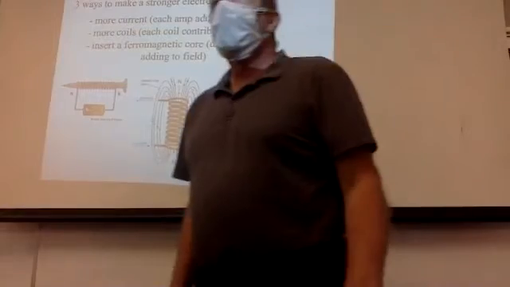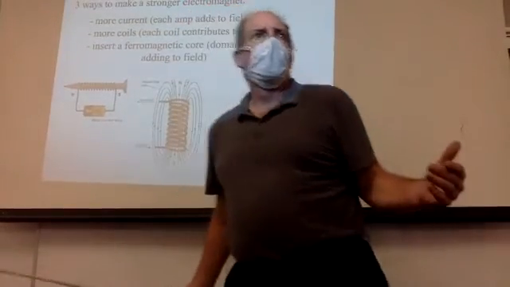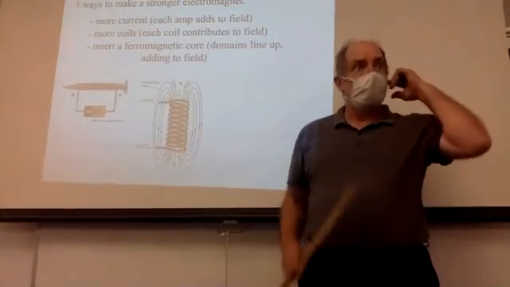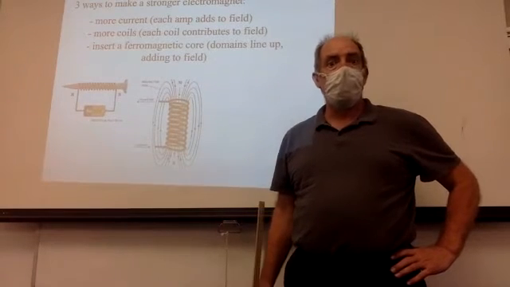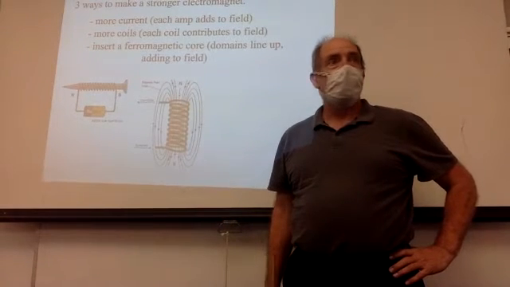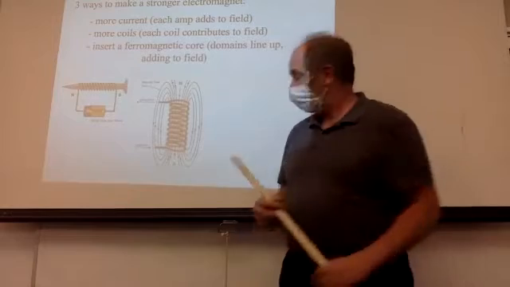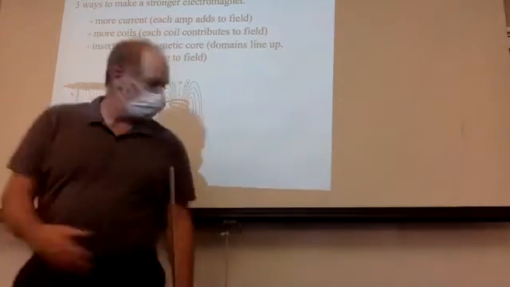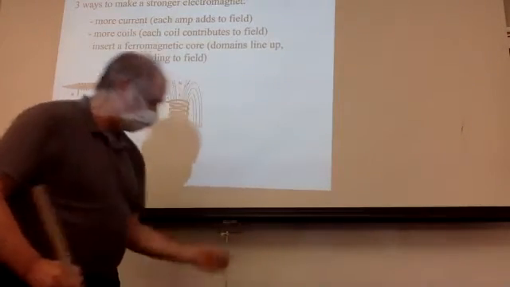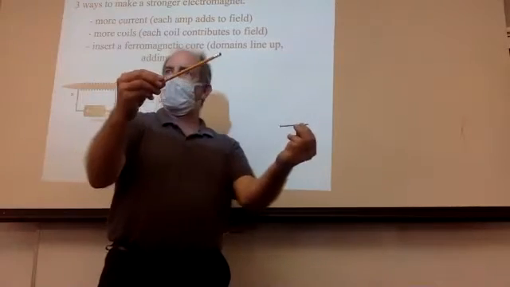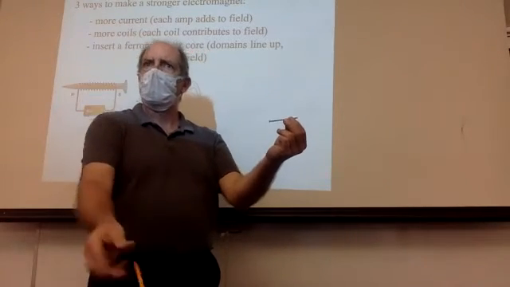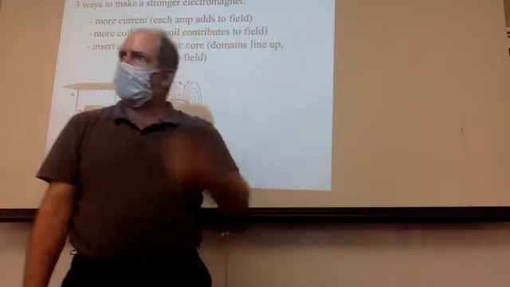Why'd you use a nail? Why don't you use a pencil? Yeah, so it's made of iron, so it's ferromagnetic. This has domains. Does this have domains? No. So these have domains to line up.